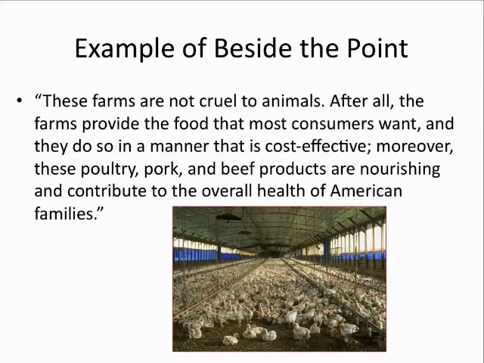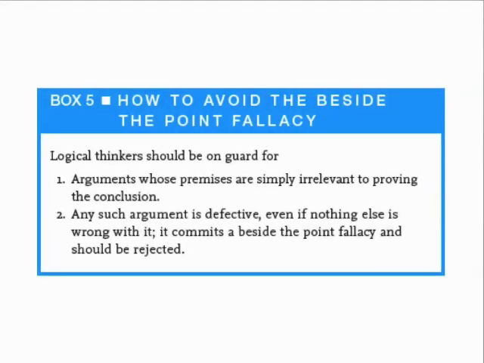The conclusion is the first statement in the argument. These farms are not cruel to animals. But the rest of the argument, that is, the premises, never broach the subject of animal cruelty. They talk instead about consumer preferences, cost effectiveness, and the overall benefit to the nourishment requirements of American families. The reasoning is beside the point. It has nothing to do with cruelty to animals. How does one avoid the fallacy of beside the point? Basically, by employing reasoning that's relevant to the conclusion.